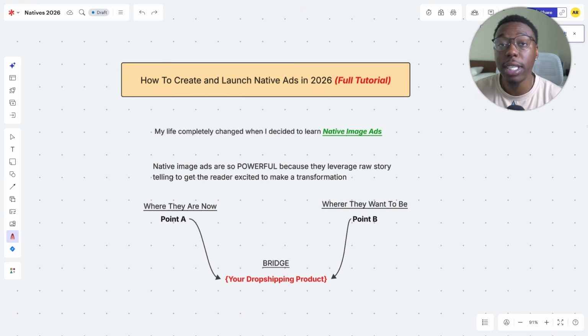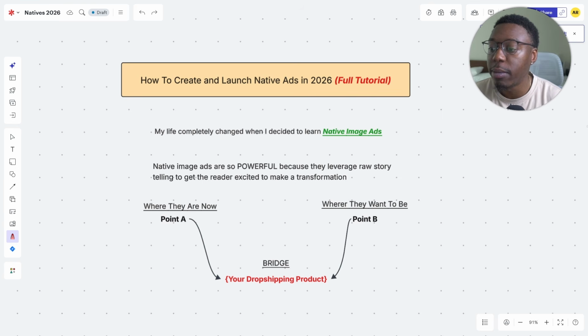Native image ads completely changed my life. I was just like every dropshipper just a little over a year ago, ripping videos from Calidata, stealing my competitors' ads, and struggling to get a product off the ground and keep it consistently profitable. And when I decided to learn this, that's when everything changed.